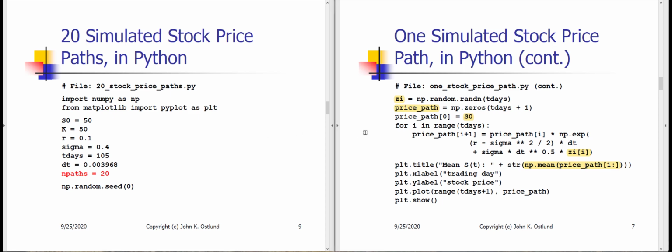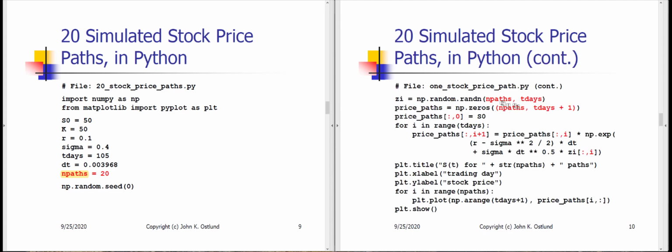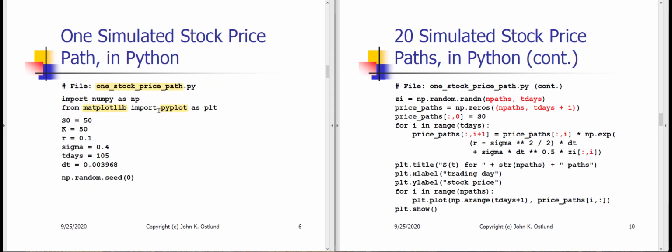We're going to repeat the same thing for 20 paths just so that you can get a better feel for what the distribution of these paths is going to look like. Okay, so once again, we have our usual setup here, but this time we have 20 paths instead of just one. Let me contrast this with our one path code.